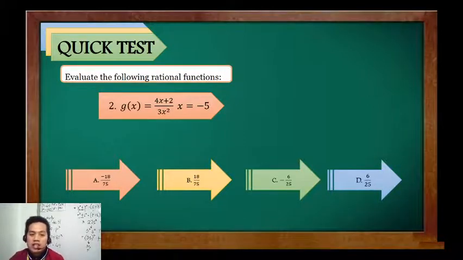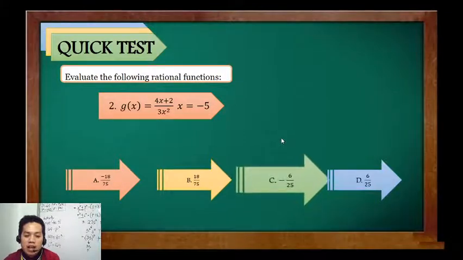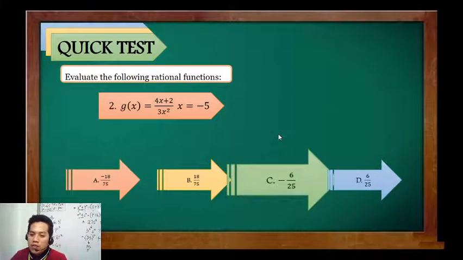Okay? Time is up. Okay, the correct answer we have is letter C, negative 6 over 25. So just substitute negative 5 to the given function. So 4 times negative 5, this is negative 20. Negative 20 plus 2, this is negative 18. So, sa denominator, we have negative 5, substitute to x. So, negative 5 squared is positive 25. 25 times 3, this is 75. So, negative 18 over 75.